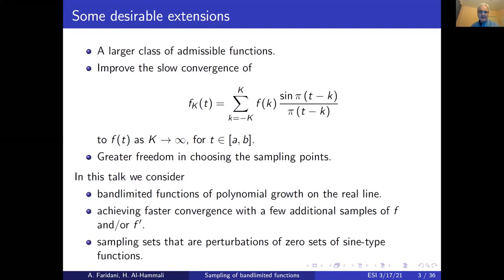And we will consider a large class of non-equidistant sampling sets, namely those that are certain perturbations of zero sets of sine type functions. And I hope I can do it in a way that you don't even have to know what a sine type function is to apply these theorems, because the goal is if it is to be applied, it has to be easy to check if a certain set qualifies or not.